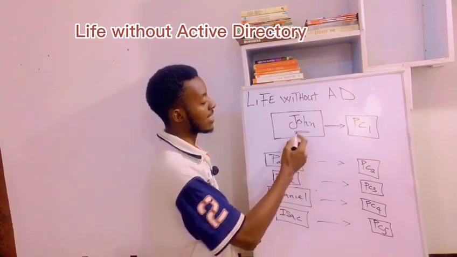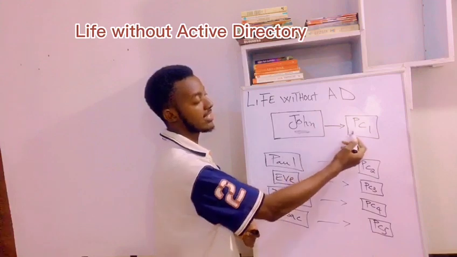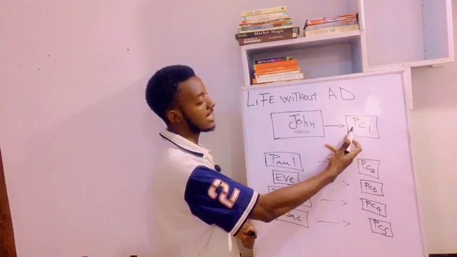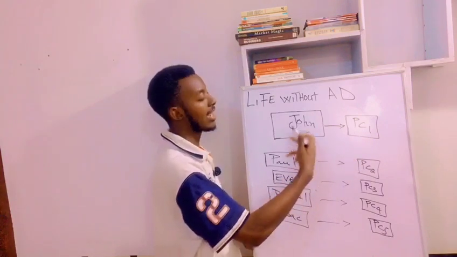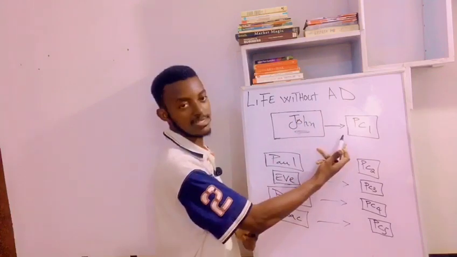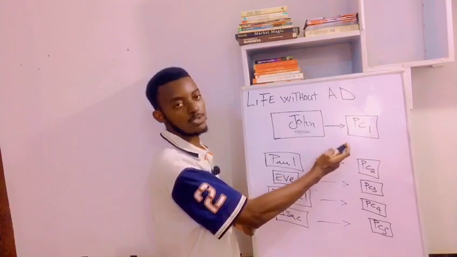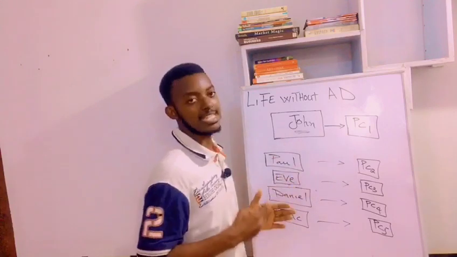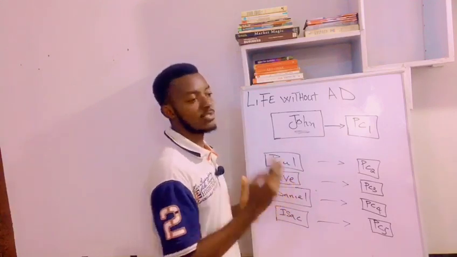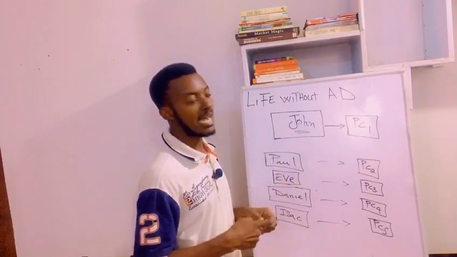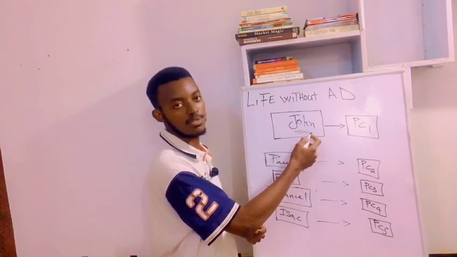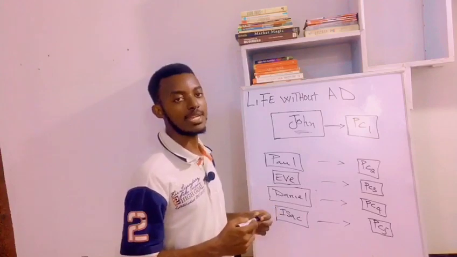Let's say you create a user account John, and John wants to access this PC1. That simply means you need to create a local account on this PC that John wants to access. As a network admin, you also need to set up the permissions and the password. If John wants to access 10 PCs, you need to create a local account on every single PC. Let's say you have 5 employees in the network.